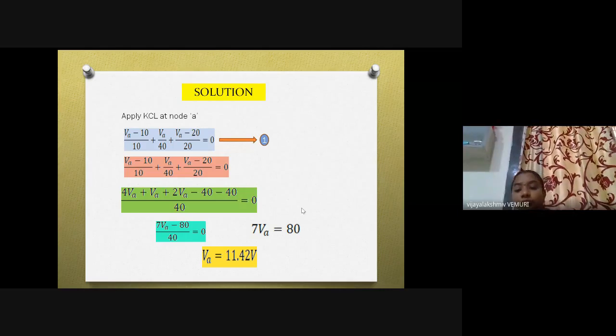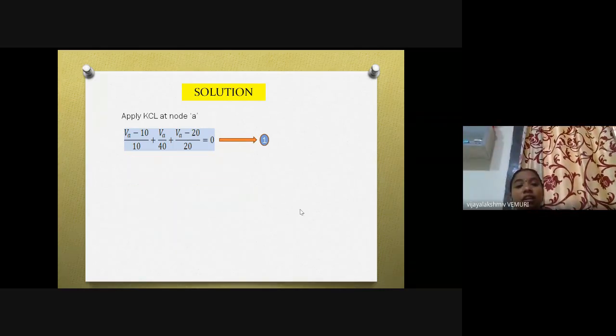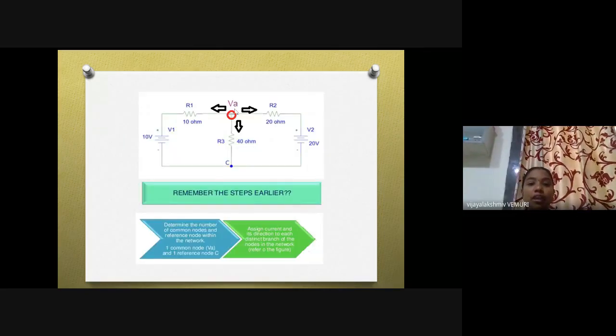So that means I got the voltage at the node A with respect to the reference. See, voltage does not exist only at a point. That means the voltage at this node is not just at this point being 11.42. The voltage at this point with respect to the reference is 11.42 volts. That is how we wrote the equation.